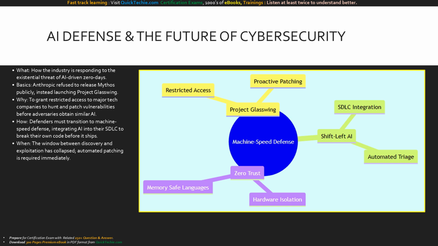How must we adapt? We must transition to machine-speed defense. You must integrate AI directly into your software development lifecycle to break your own code before you ship it. The window between discovery and exploitation has collapsed from months to minutes.